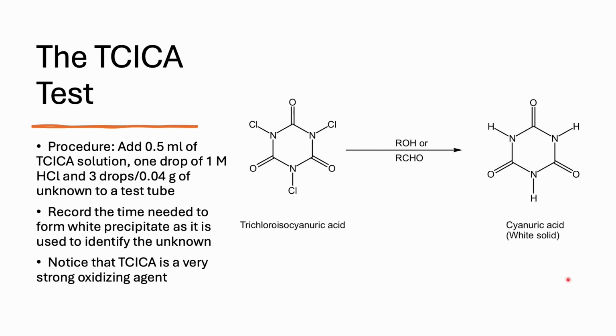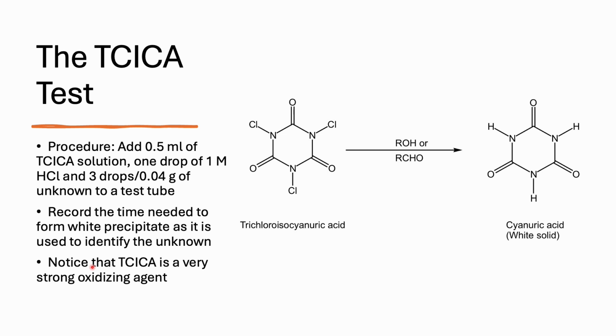The general overview of the reaction is shown here, where the trichloroisocyanuric acid reacts with alcohols, aldehydes, or ketones in order to form this white solid called cyanuric acid. The formation of this white solid is a positive test itself. However, what is important in this test is to record the time needed to form this cyanuric acid, because the time needed is what will help us identify the functional group we have in our unknown.